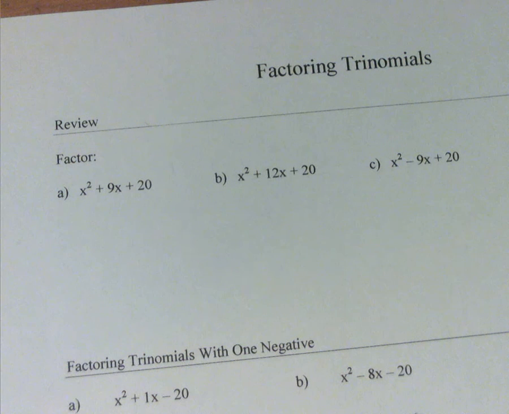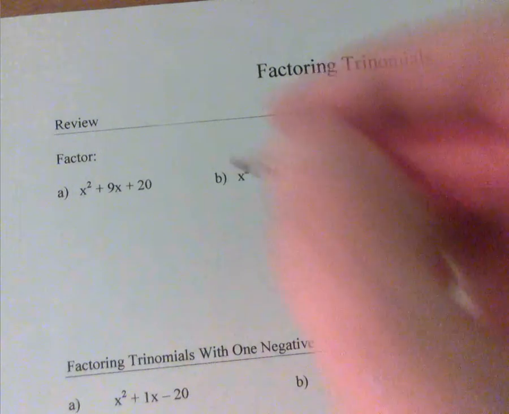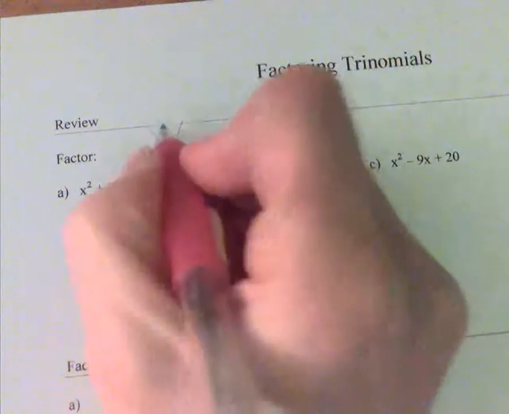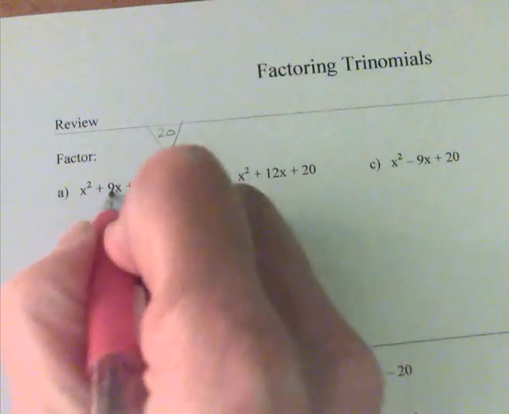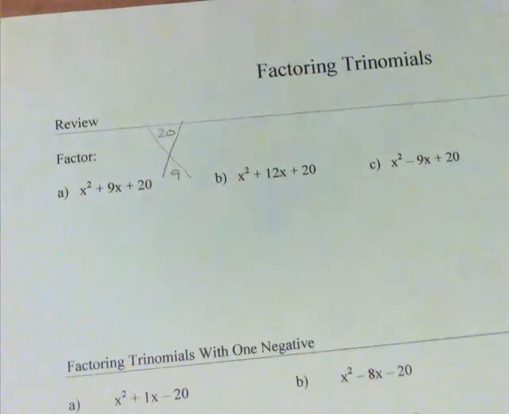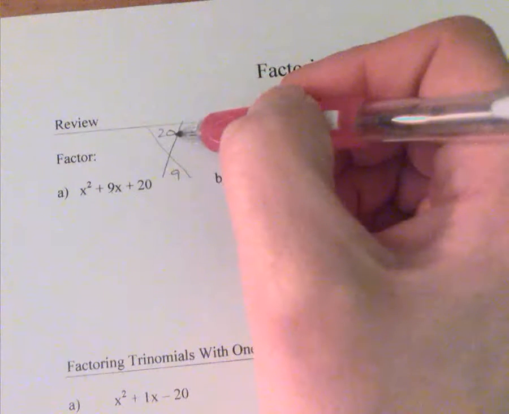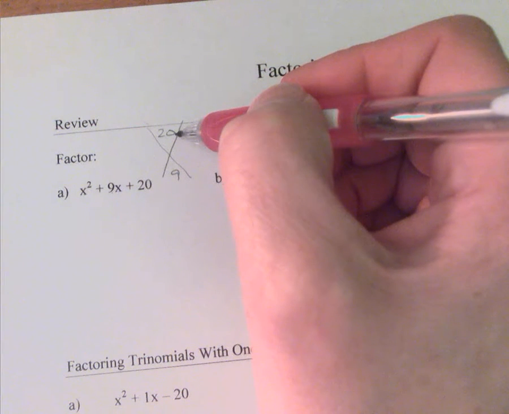Let's look at factoring trinomials again. Let's review what we already know. So I need a product of 20 and a sum of 9. So I want to look at what multiplies to 20. So I have 1 and 20, 2 and 10, and 4 and 5.